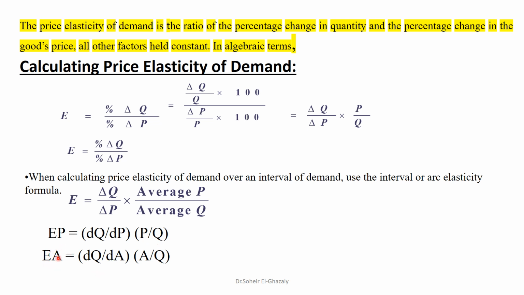If we're talking about advertising, as I said, we're going to concentrate on price and advertising. Elasticity of advertising equals the first derivative of Q with respect to A, just like this, times A over Q. A is advertising, P is price, okay?